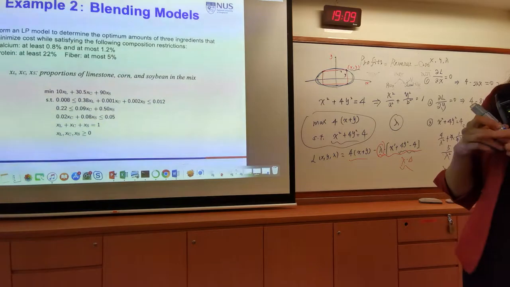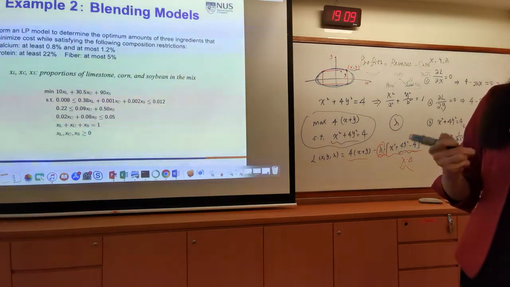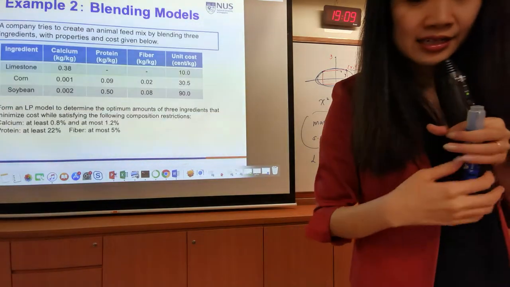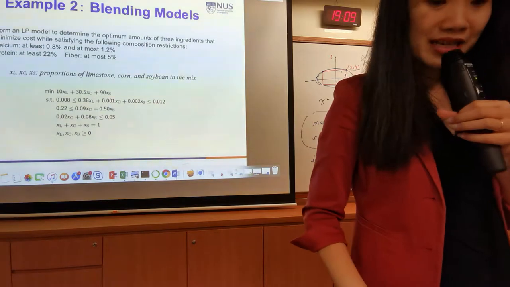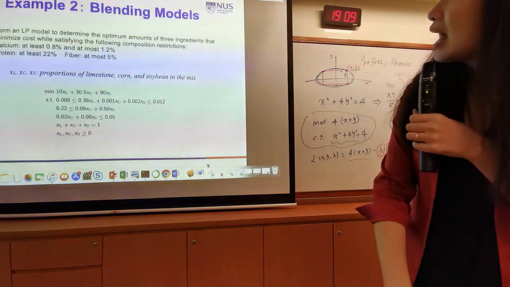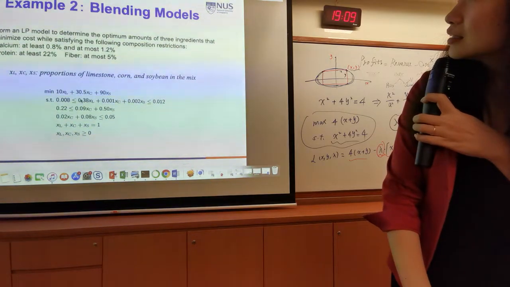Here we want to minimize the cost. Well, we know the cost here. Unit costs are 10, 30, 90, so we just write down the objective function. And then we write down all those constraints. What's the first one?